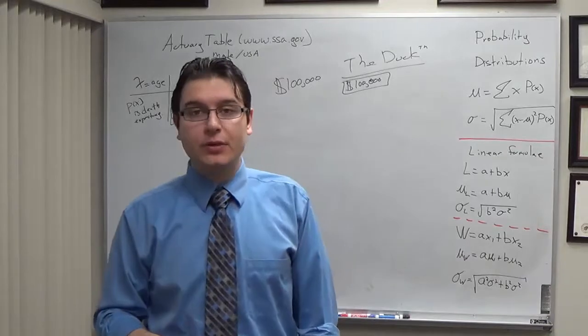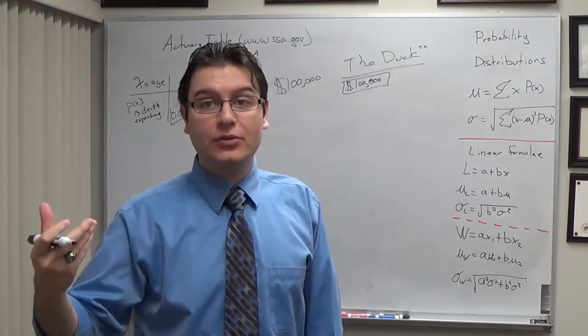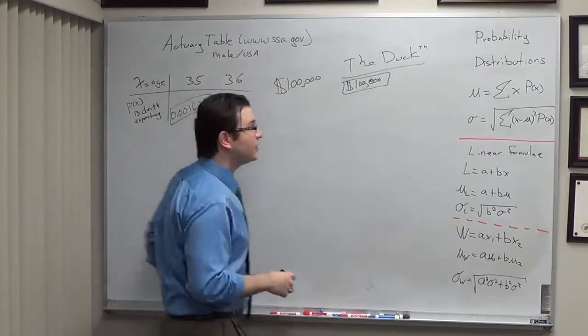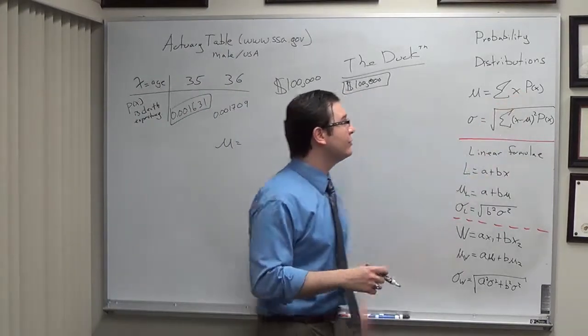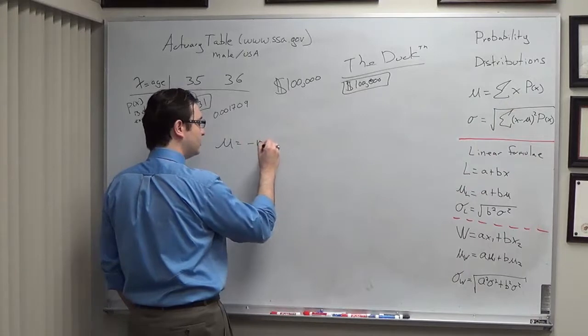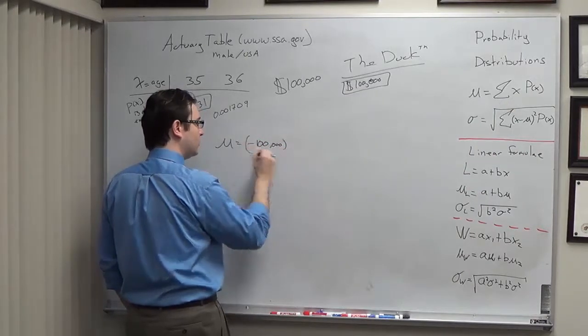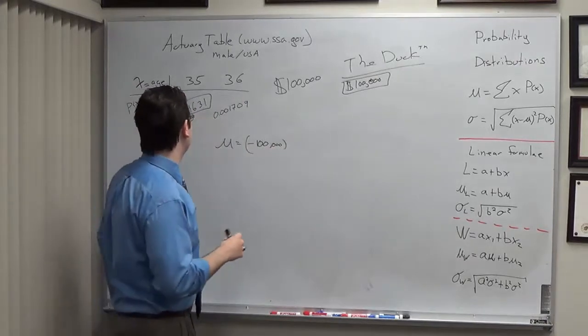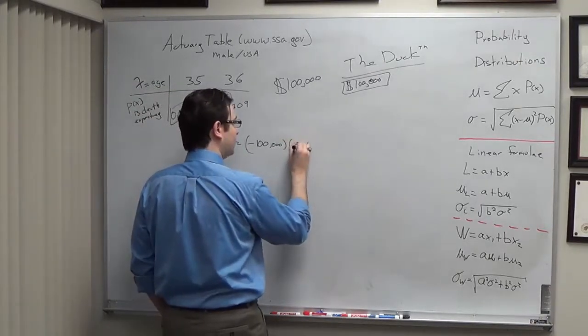So, as we're setting up this expected value problem, what we're curious about is the mu. And as we look at this mu, we're curious about, do we have to pay the 100K in the first year or do we have to pay it in the second year? So our process is exactly the same as our weighted average. We have minus 100,000 times the probability of paying out in the first year, 0.001631.